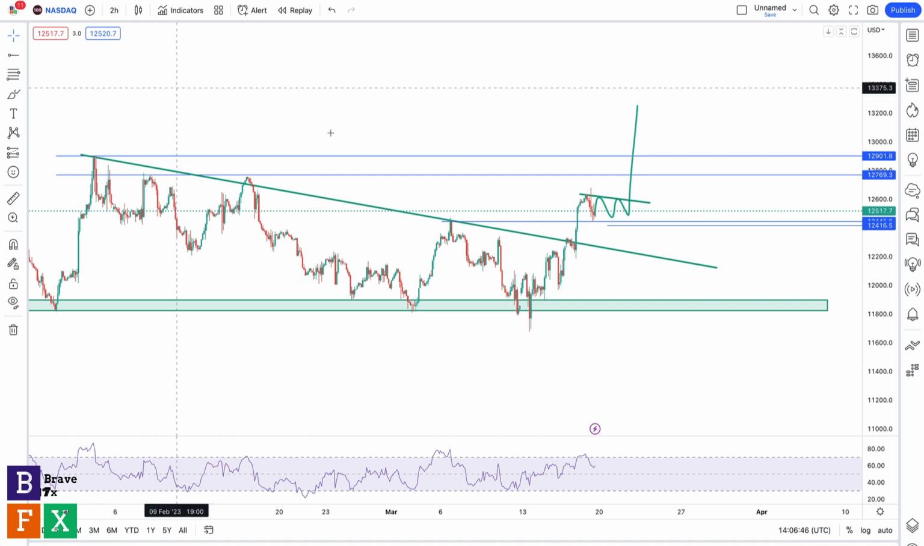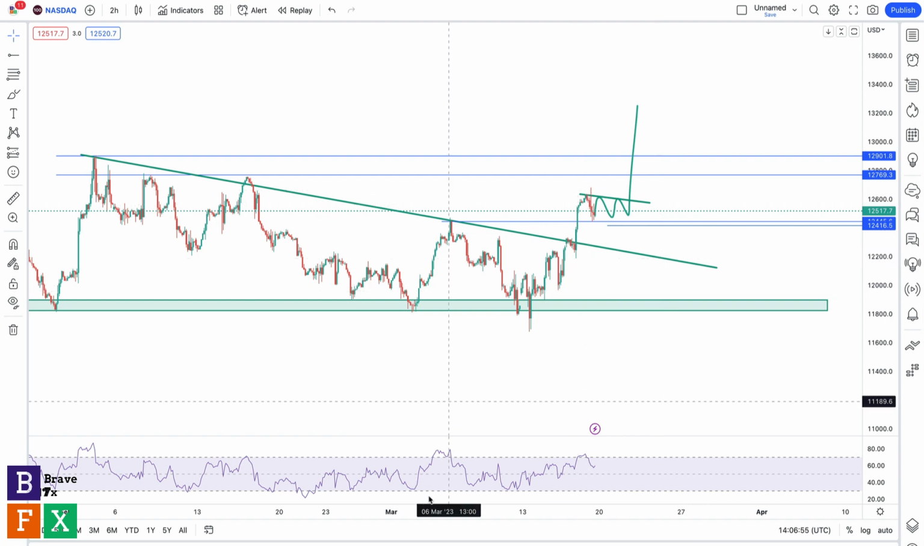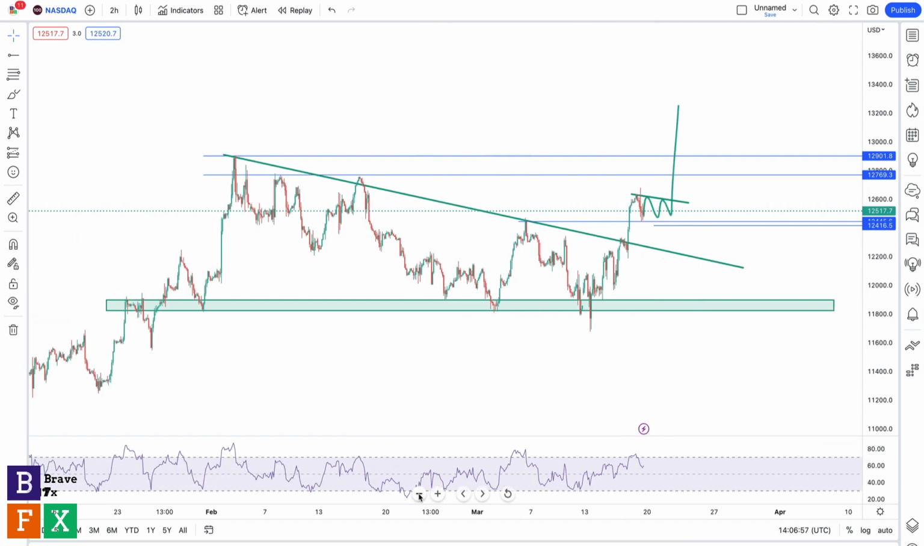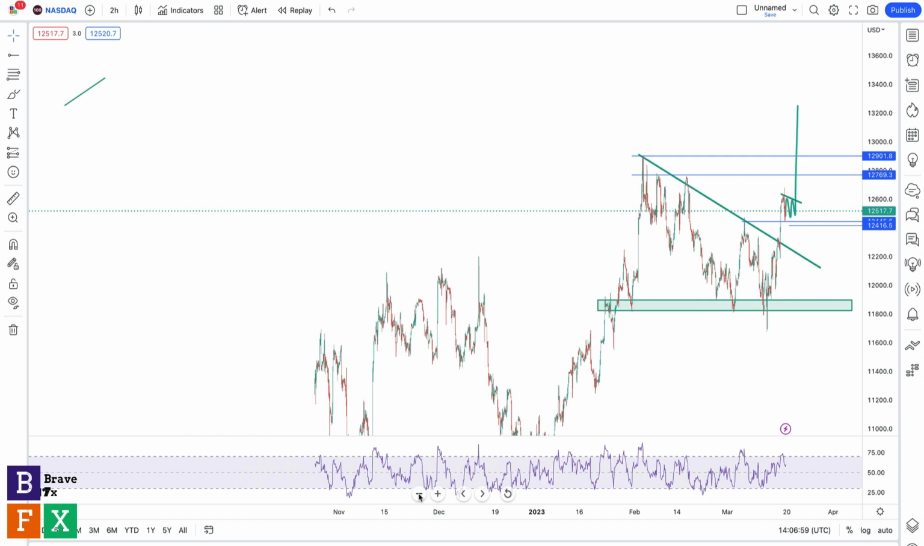So this is the only thing I'll be watching out for to go long on Nasdaq, because these are heavy stock indices, right? So to open a trade, you have to be very careful of your entry, and you have to be sure of what you're doing before you jump into trades.